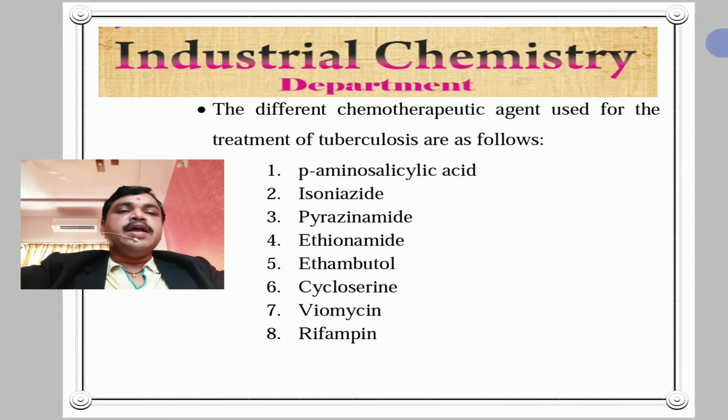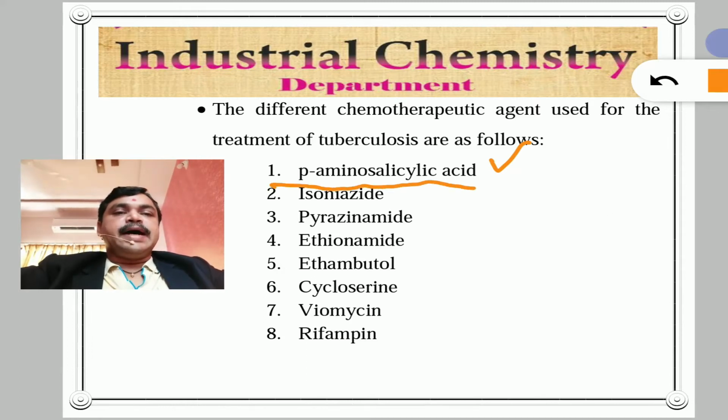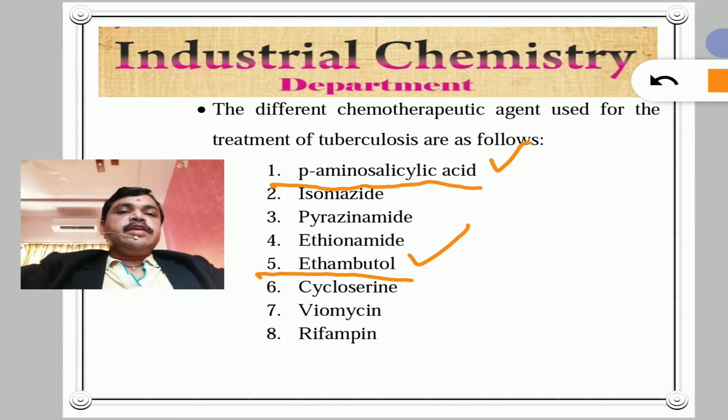Para-amino salicylic acid, isoniazid, pyrazinamide, ethionamide, ethambutol, cycloserine, viomycin, and number 8, rifampin. These are all anti-TB drugs. According to our syllabus, we have studied only two drugs. Number 1 is para-amino salicylic acid, PAS, and number 5, that is number 2 of our syllabus, is ethambutol. So in this lecture, we synthesize these two drugs, para-amino salicylic acid and ethambutol.